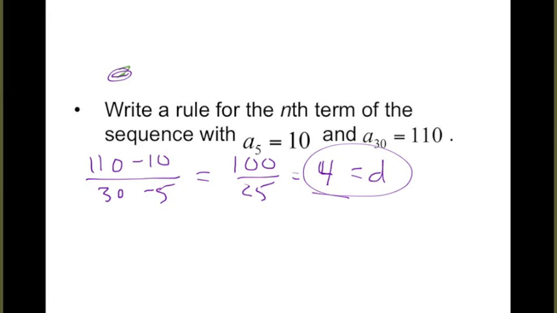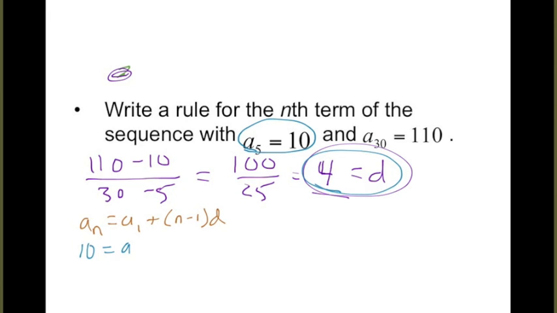We then want to take either one of the terms, whichever one you like better. I usually like smaller numbers, and the common difference, and plug them into our formula. So a sub n I'm going to use as 10. A sub 1 we don't know. N is 5. And the common difference we just found was 4. 5 minus 1 is 4. Times 4 is 16. And we get a first term value of negative 6.